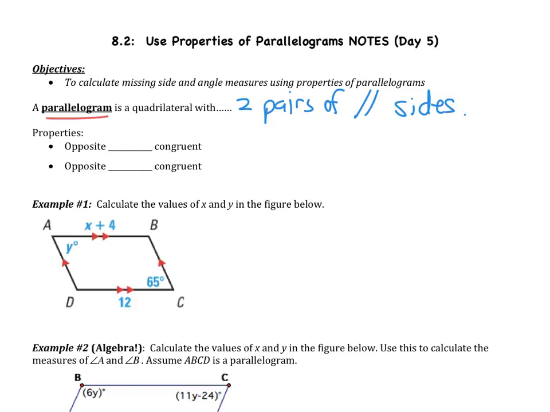Okay? So what that means is, in our picture, this side is parallel to this side, and the top side is parallel to the bottom side. And notice that we designate them with a different set of arrows. Okay? All right, so that's going to be one of our properties, that the opposite sides in a parallelogram are parallel. That's one of our properties.